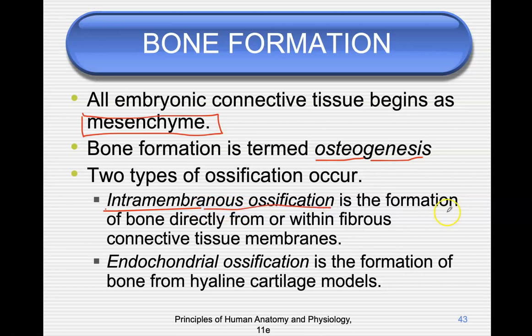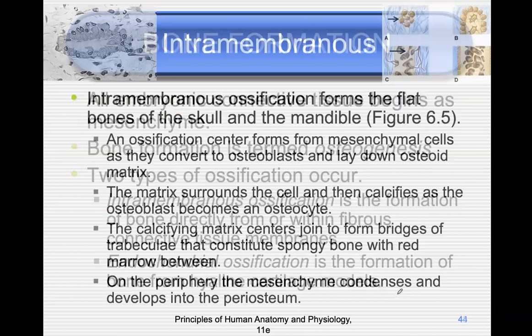Intramembranous ossification is going to be the formation of bone within, right? Intra means within or between connective tissue membranes. That's where the membranous comes from. And then the other type of ossification is called endochondral ossification. Endo means within, inside of, and chondral means cartilage. So this is the formation of bone from inside of what's called a hyaline cartilage model. So there are two very different types of ossification that can occur.